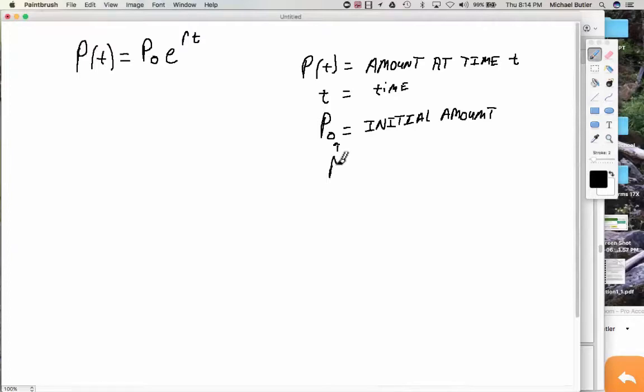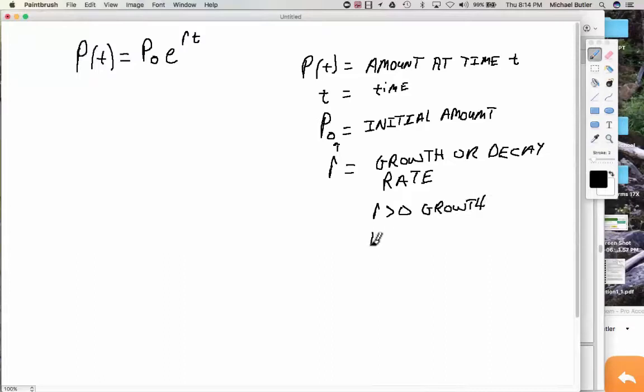And then r, that's equal to your growth or decay rate, depending. And so when you're working with this model, unlike when we were working with the exponentials before, whether that number is positive or negative determines whether you have growth or decay. So when r is greater than 0, then you have a growth model. And when r is less than 0, you have a decay model.